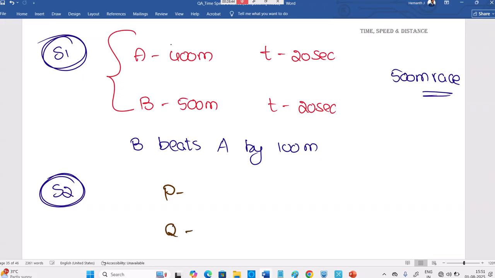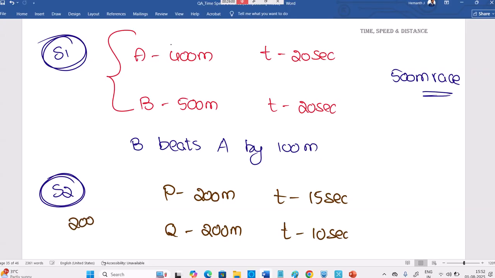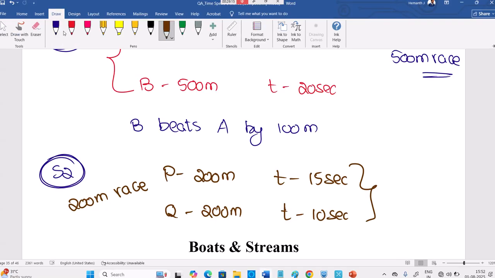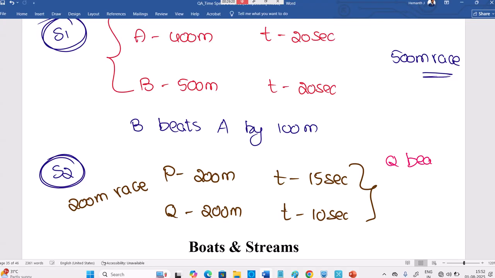Now P 200 meters, Q 200 meters, P 15 seconds, Q 10 seconds. Now what should be your statement? This is a 200-meter race, sorry, that should be mentioned completely. Yes. Now what should be the statement with respect to the situation? P beats Q by 5 seconds? No, Q is taking less time to complete the race. So Q beats P by 5 seconds.